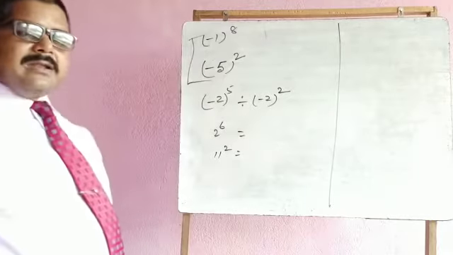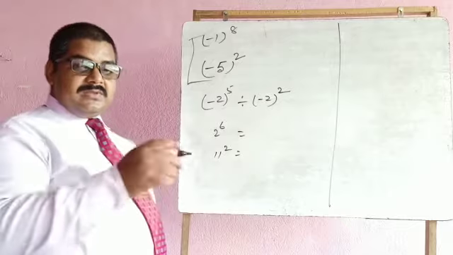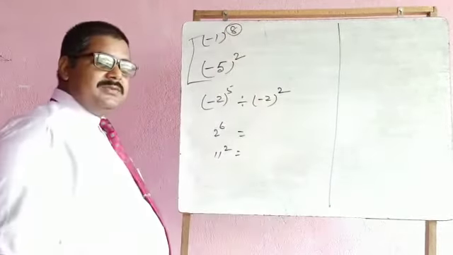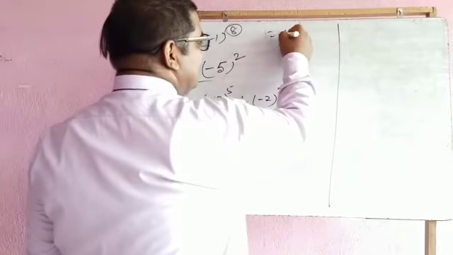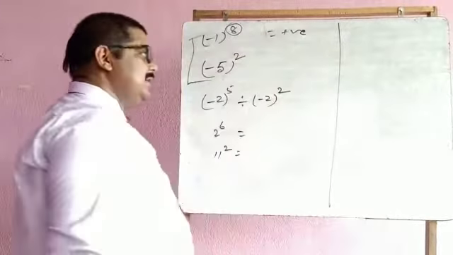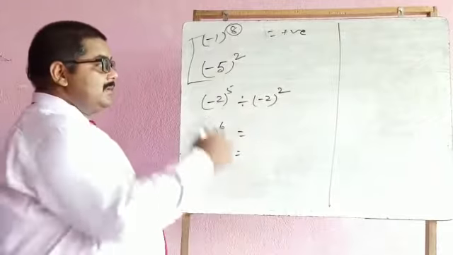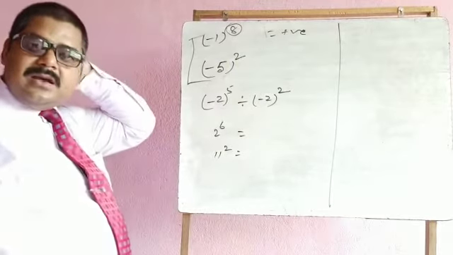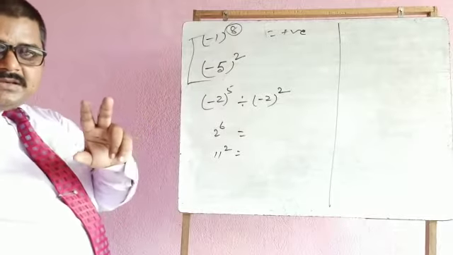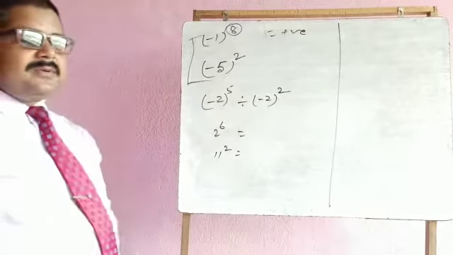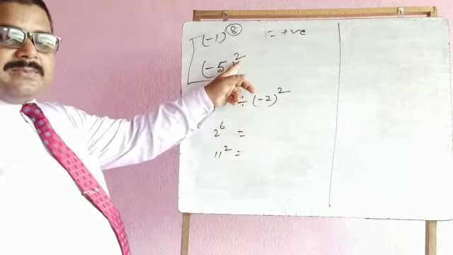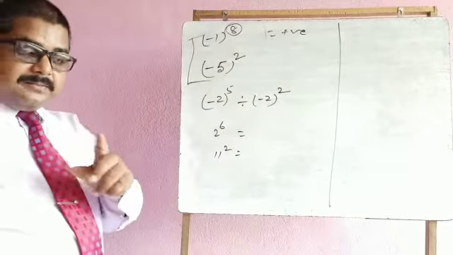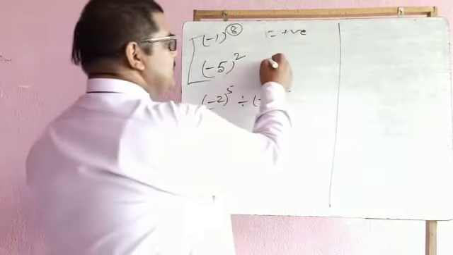So what will be the sign of minus 1 to the power of 8? Since 8 is even, its result must be positive. Minus 5 squared: you know that 2 is even, so when you multiply, the result must be positive. So what will be its result? Must be positive.